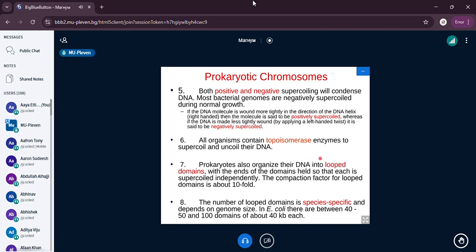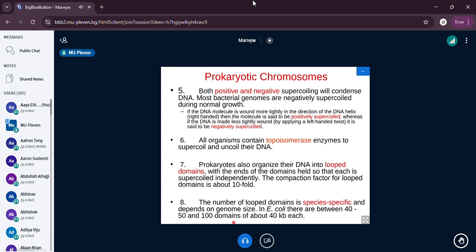The enzymes playing a role in coiling and uncoiling of DNA molecules in both prokaryotes and eukaryotes are called topoisomerases, a group of enzymes responsible for supercoiling and uncoiling of the DNA double-stranded helices. Not only supercoiling takes place for the packaging of DNA molecules, they additionally form structures called looped domains. Each of these looped domains is supercoiled additionally. The compaction factor for looped domains is about 10 fold. Compaction factor means how many times the length of the DNA molecule decreases.